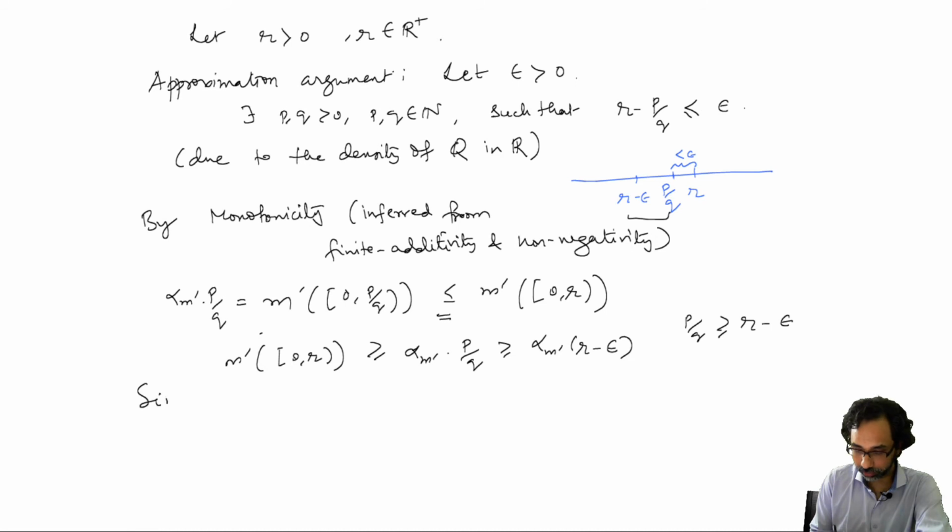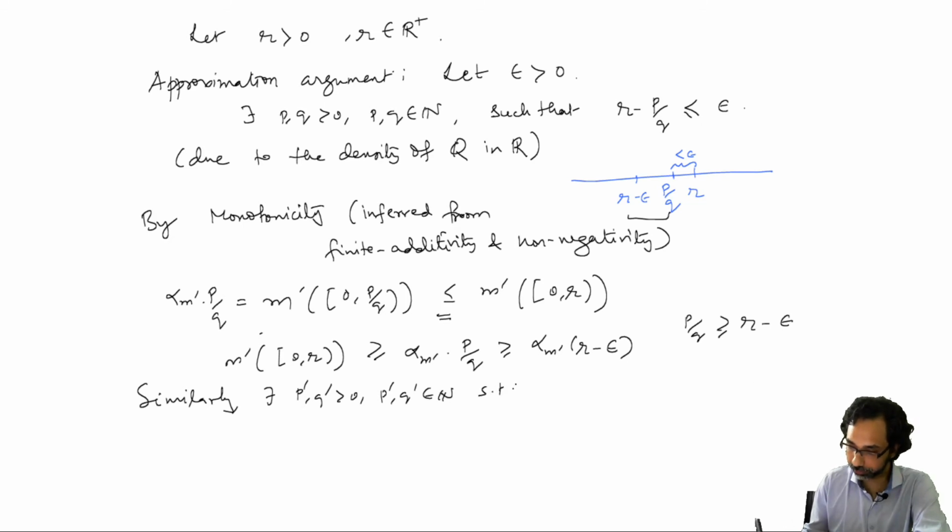Similarly, there exists P prime, Q prime greater than 0, P prime, Q prime in N, such that you have M prime of 0, R. Well, first of all, let me write P prime over Q prime minus R is less than epsilon.